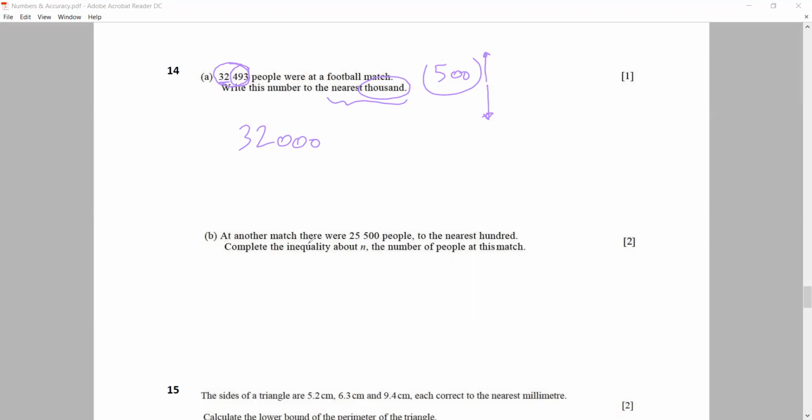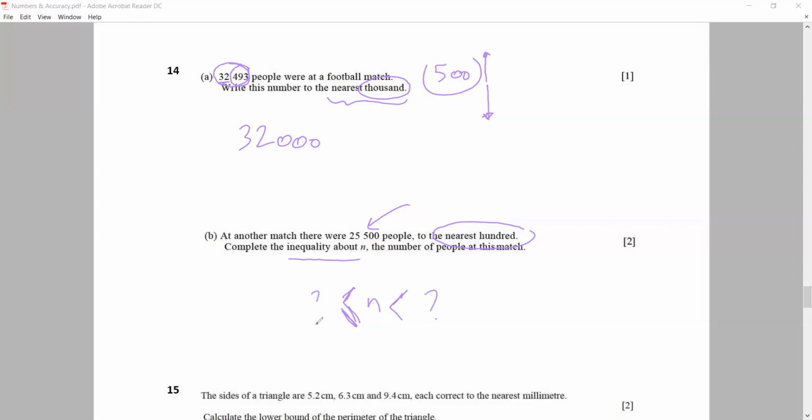At another match, there were 25,500 people to the nearest 100. So this one is rounded to the nearest 100. In the form of an inequality, as you know, the lower bound should be included. However, the upper bound should be excluded. So don't write the equality here, just less than, there is no equality.